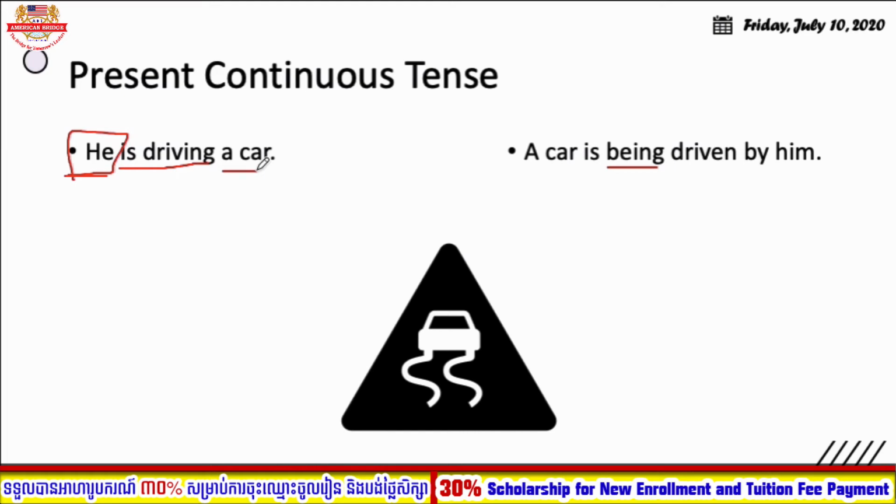So when we change it to the passive form, a car becomes the subject, and is the helping verb, and being. Remember, if you want to change the active form of continuous tense, whether it is present continuous or past continuous, the word being is always there in the passive form. Okay, so the car is being driven by him.